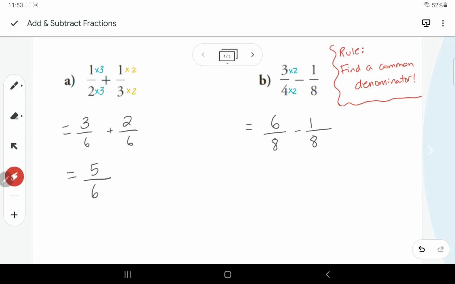Now, the second one didn't change, did it? I didn't change that 8, so I don't have to change the top. It's just a 1. Then, same rule as for addition, but I subtract. So subtract the tops. 6 minus 1 is 5. Keep the bottom the same.